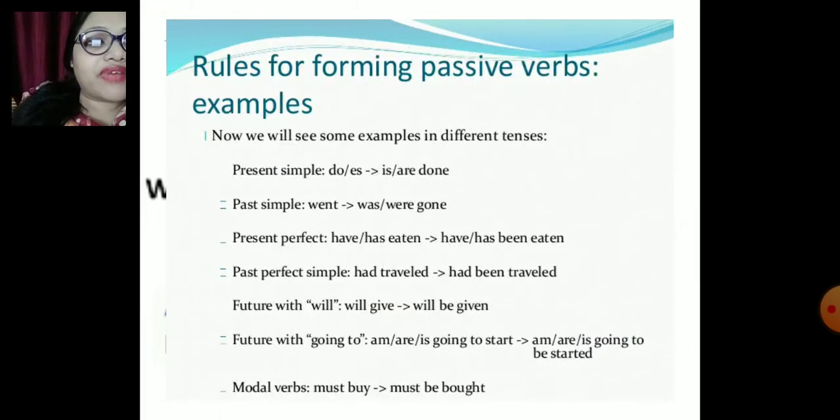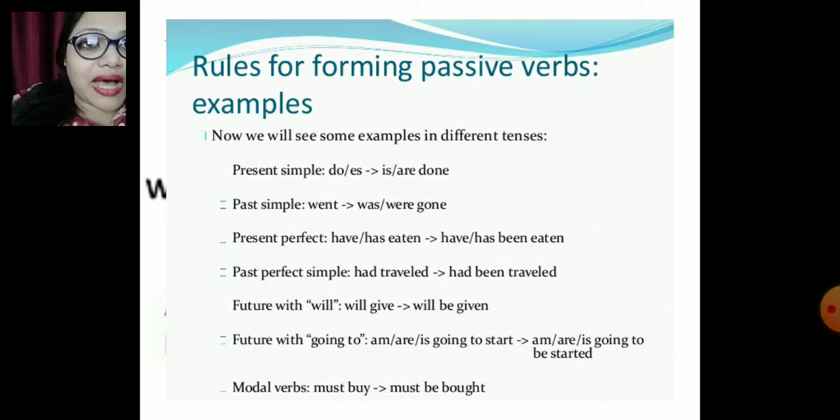Some very basic rules for changing an active to passive. Now we will see some examples in different tenses. Present simple, does, is, or are done. Past simple, went becomes was or were gone. Present perfect, have or has eaten changes to have, has been eaten. Past perfect, had traveled to had been traveled.